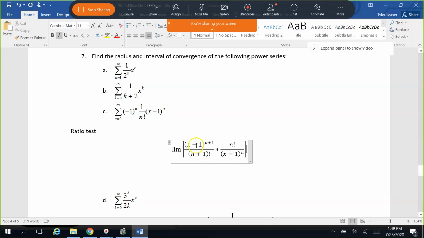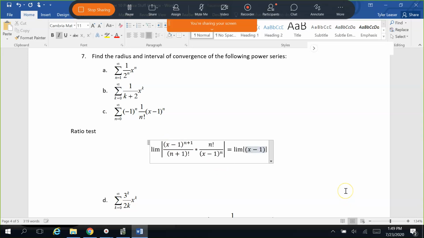So the n plus 1 term times the reciprocal of the nth term. This we're going to simplify down. That x minus 1 to the n plus 1, I'm going to rewrite as x minus 1 to the n times just x minus 1 to the 1. And then that x minus 1 to the n is going to cancel out top and bottom. I'm just going to be left with x minus 1 up top.